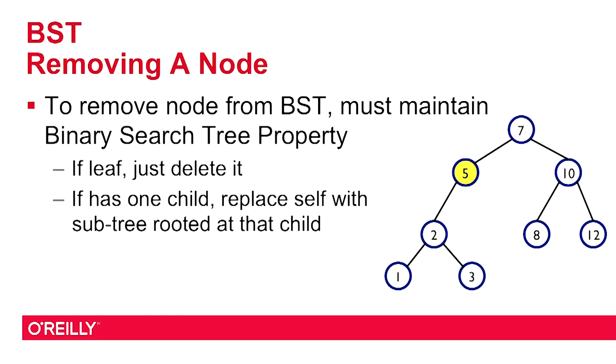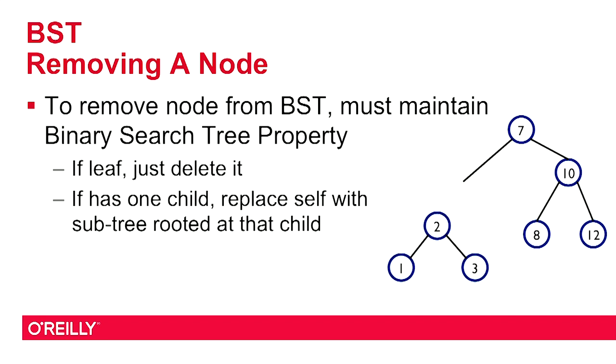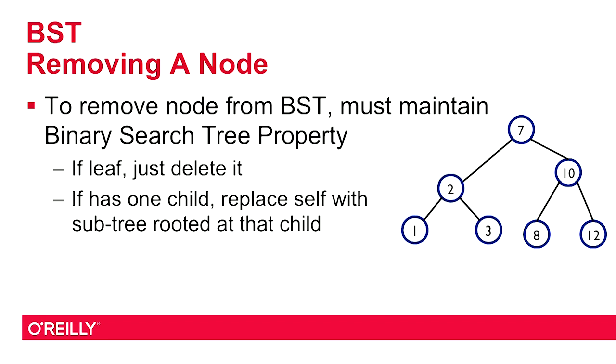I'll demonstrate. To delete the number 5 from the tree, I will remove it. But now I have a disconnected tree. And I can take that old left subtree and lift it up to replace the parent node that had been deleted. And in doing so, I now have once again a binary search tree.